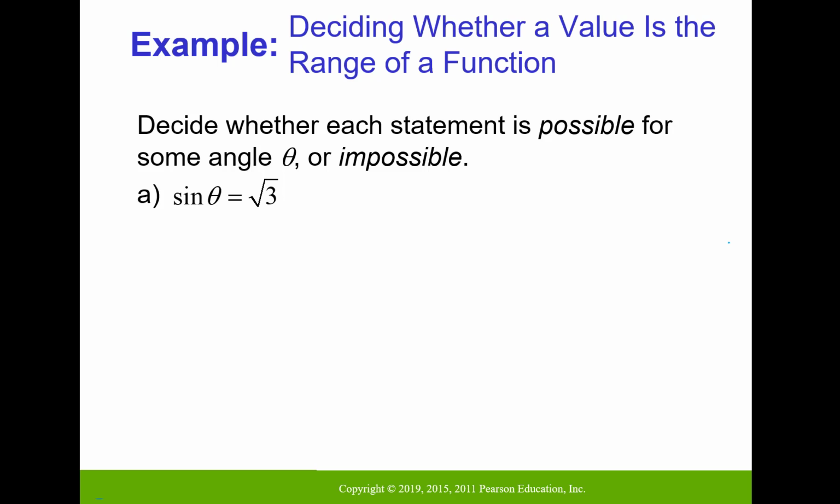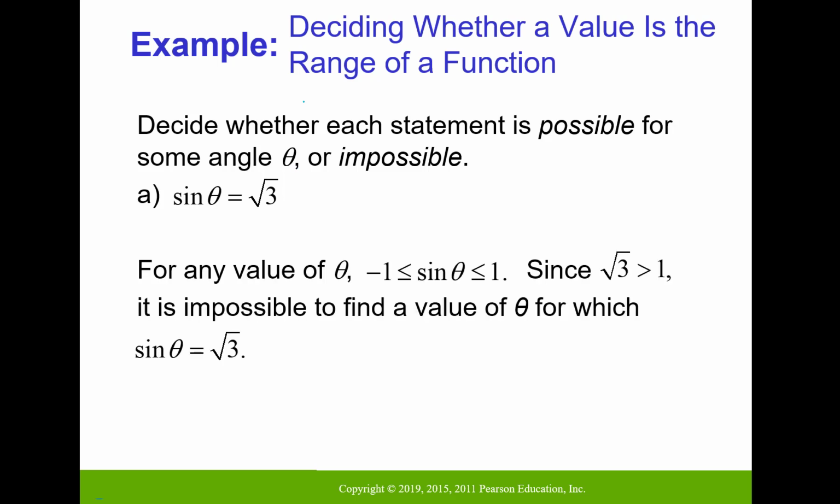So now let's just say an example to decide whether each statement is either possible or impossible. So not knowing what the angle theta is, is it even possible for sine of some angle to equal square root 3? So we just talked about that sine will only be values between -1 and 1. So square root 3 is about like 1.7, and so that's more than 1. So no, it's impossible. There was no angle theta that would ever give us this value of square root 3 when we plug it in for sine.